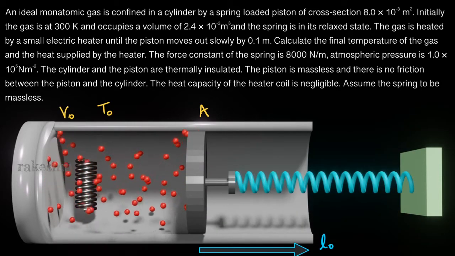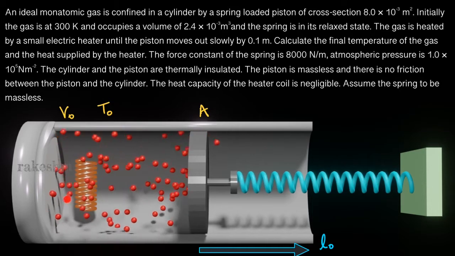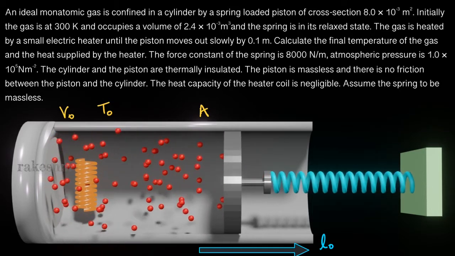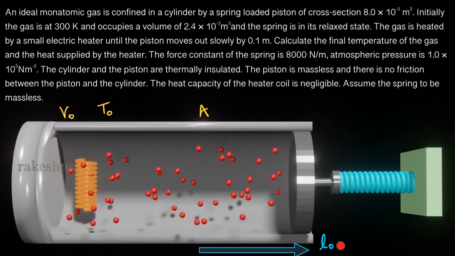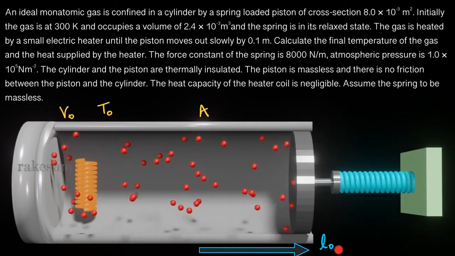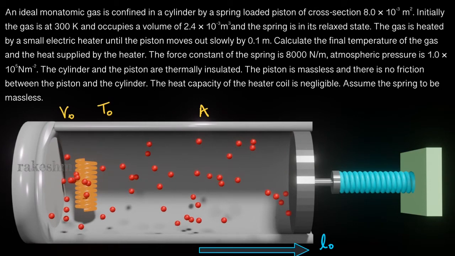Okay, so we can see here that this is a heater and it starts heating the gas and the piston then slowly moves out by a distance of 0.1 meter. We are representing it by L0.